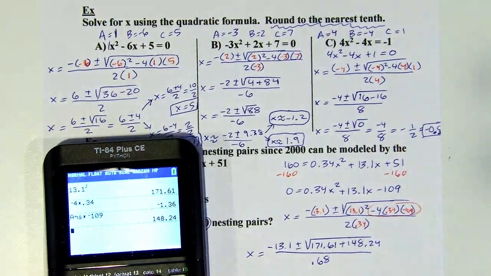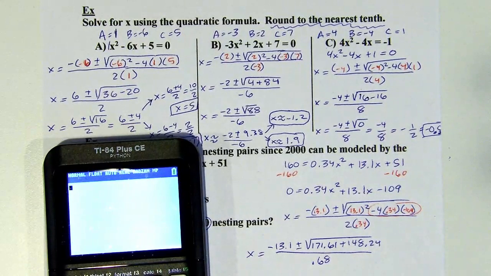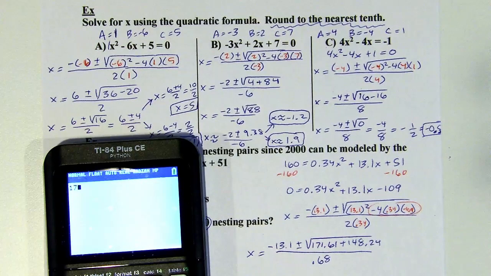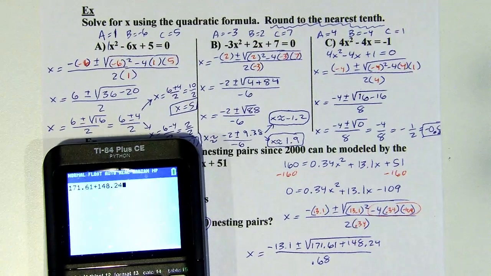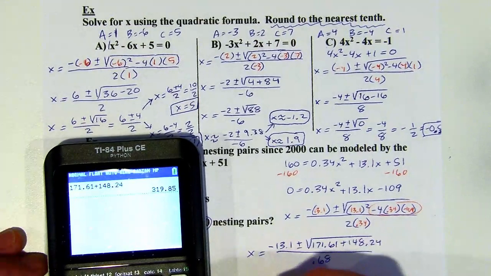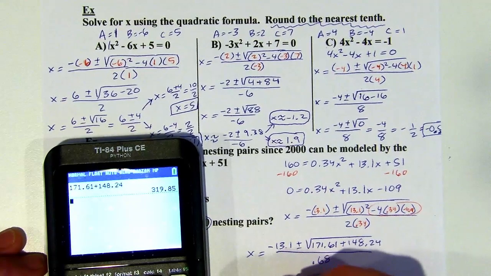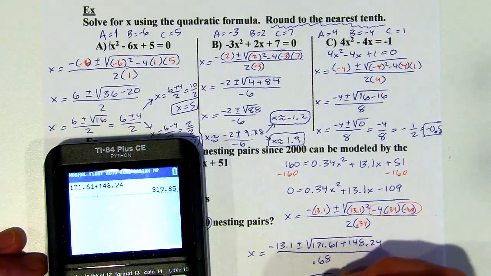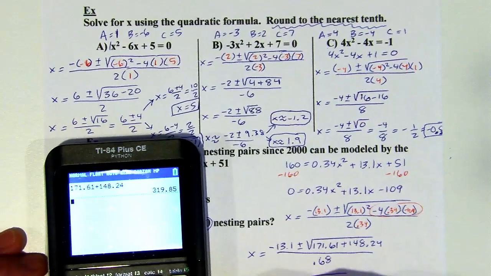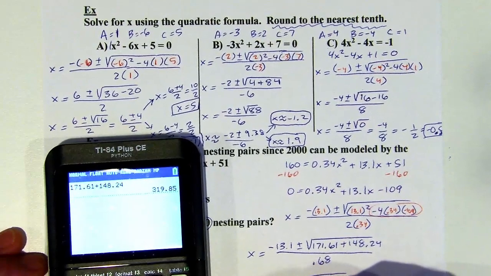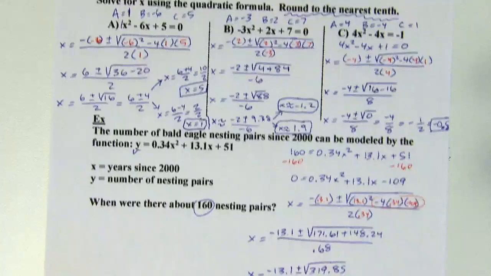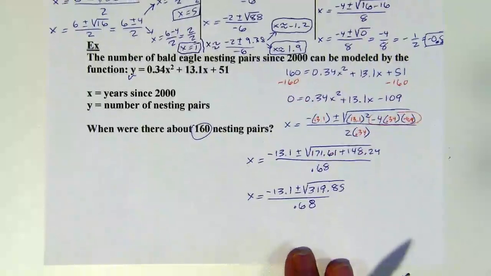Okay. All right, so let's keep going with this. So I'm going to simplify. I'm going to do the addition under the radical: 171.61 plus 148.24. Okay, got it all down to that, and now I'm off screen a little bit. Sorry about that. There we go.